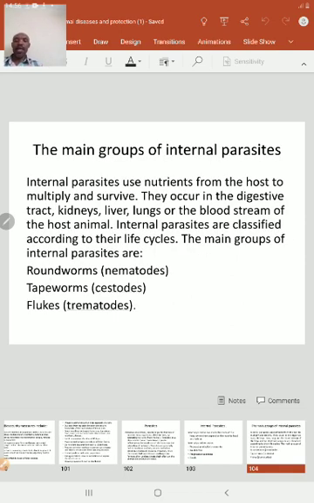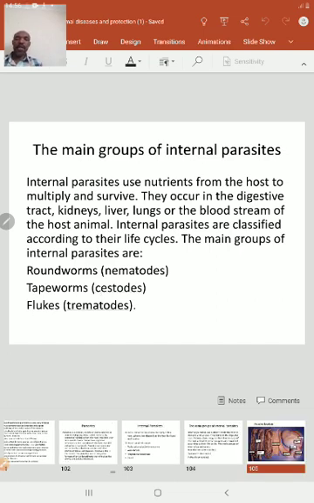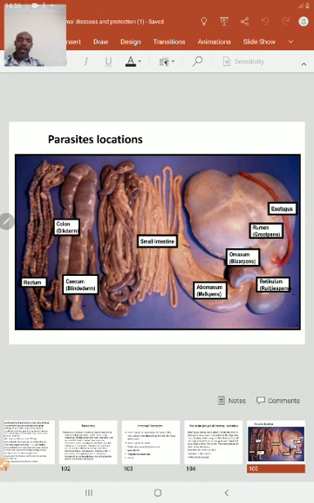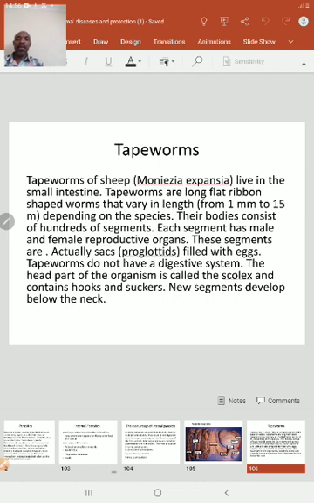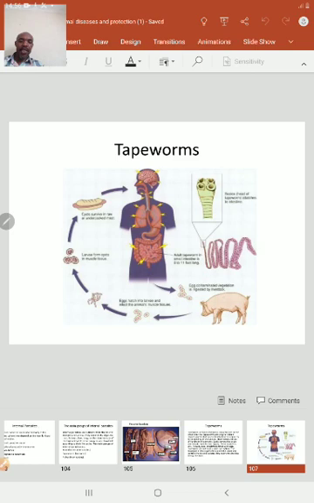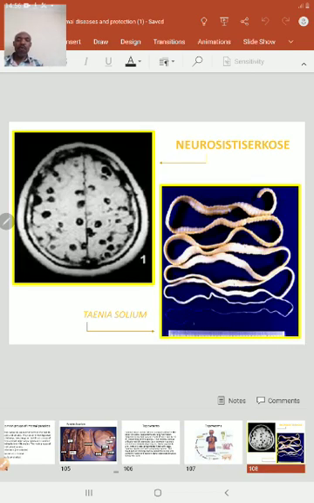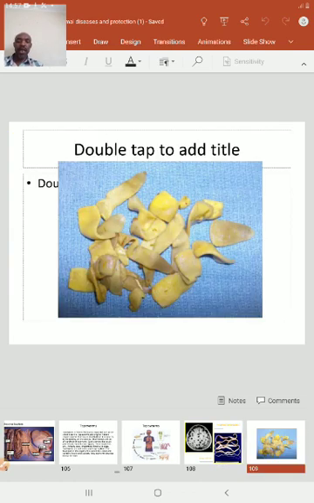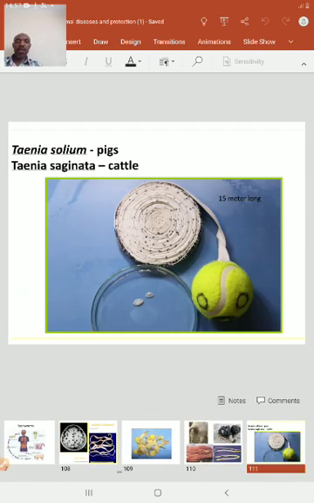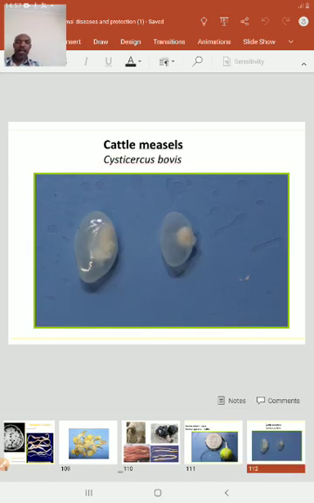Main groups of internal parasites: roundworms, we also call the roundworms nematodes, tapeworms or cestodes, flukeworms or trematodes. And then there are the different locations of the different parasites in the alimentary canal. You have your tapeworms, which are long and flat. As you can see, the life cycle of that tapeworm. You can see how it looks like. Those are different examples of tapeworms in cattle.